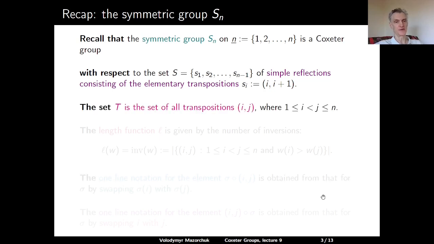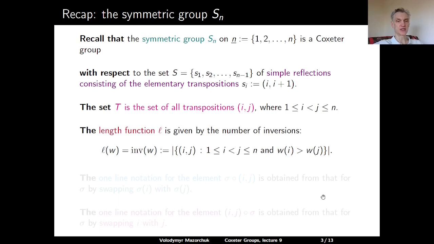The set T of all reflections is then the set of all transpositions (i, j), where i and j are two different elements between 1 and n. So we swap i and j. If we swap the neighboring elements, we get the elementary transposition. And the length function can be described using the number of inversions. So the length of an element w in Sn is the number of pairs (i, j), where i and j are between 1 and n, such that i is smaller than j, but w(i) is bigger than w(j), the number of pairs which w swaps.